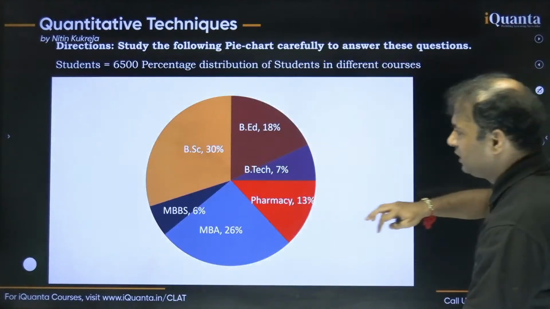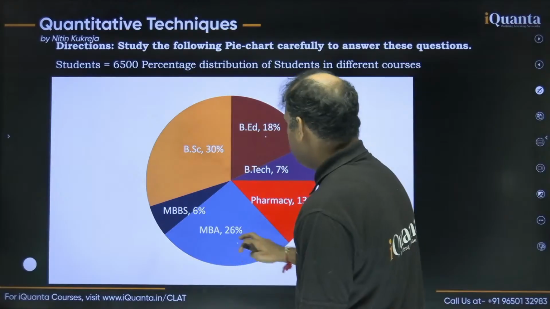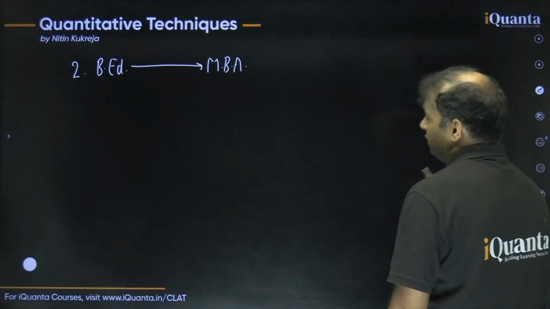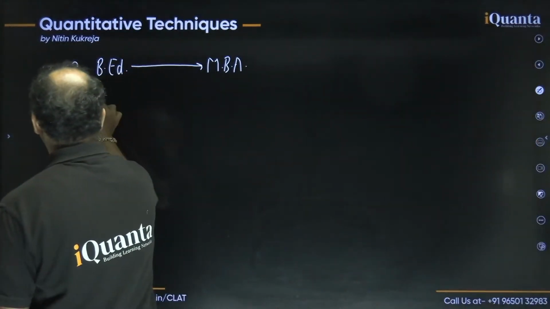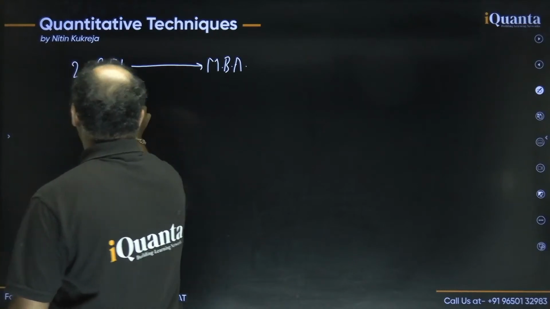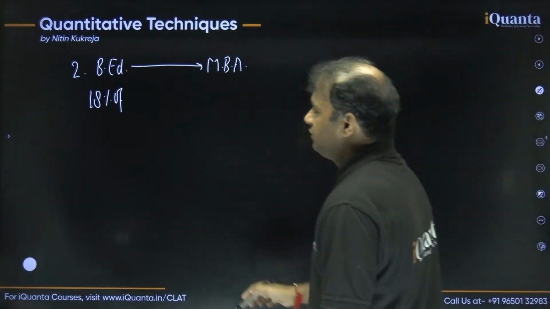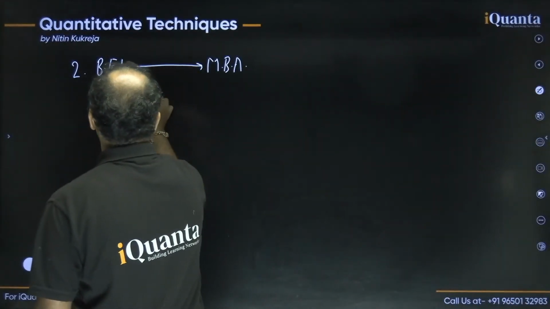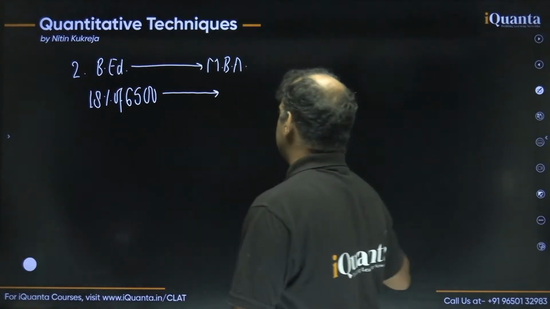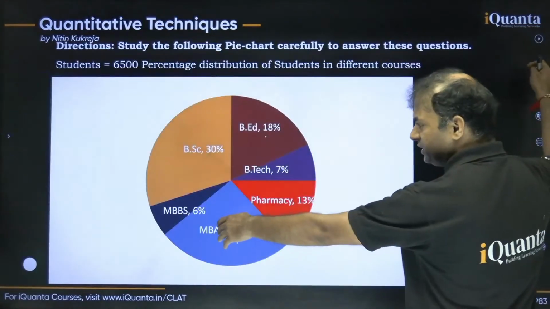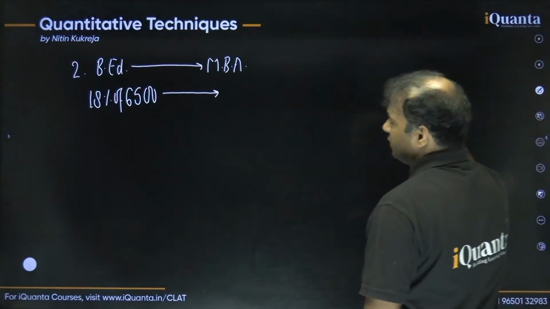So B.Ed are how many? B.Ed are 18% and MBA are 26% is given to us, right? So B.Ed should be 18% of the number of students, which is how many? Guys, if you remember, the number of students given to us is 6500, right? Similarly, the MBA students are 26% of 6500 again, right?